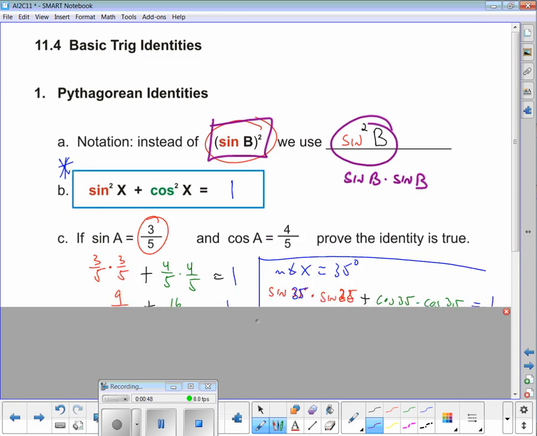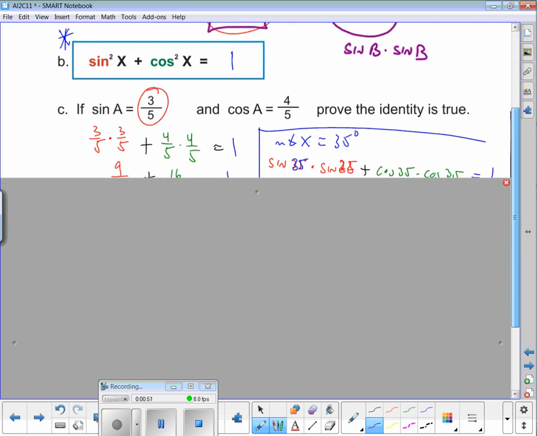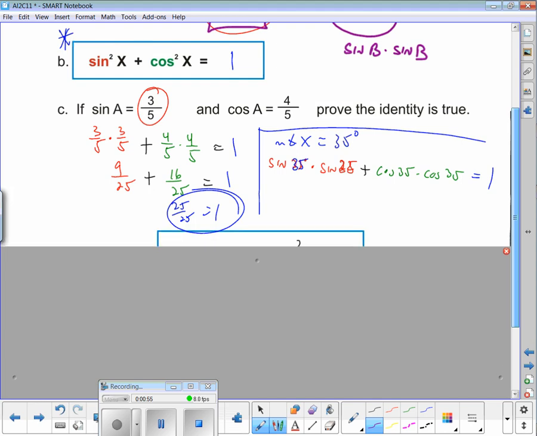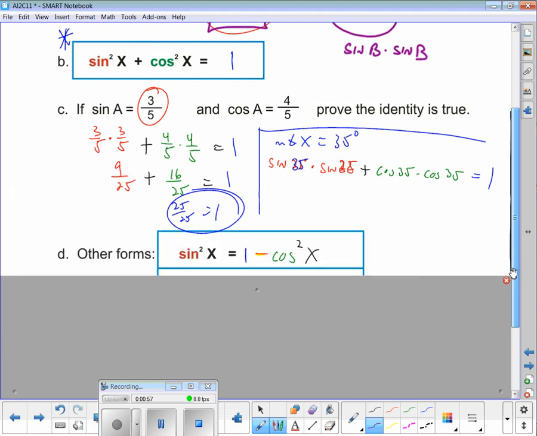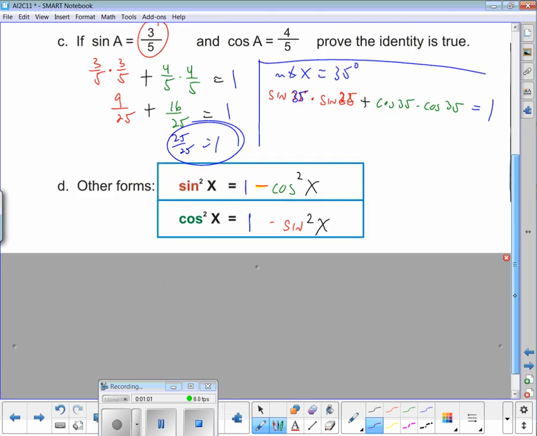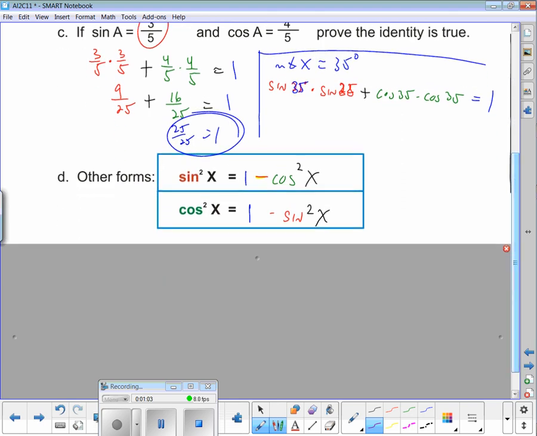I proved it to you using ratios for the sine and the cosine, and I proved it to you using a 35-degree angle for the sine and the cosine. All right? Whether you get that or not is not a big deal. It does work. It is true. Here are the other two forms.